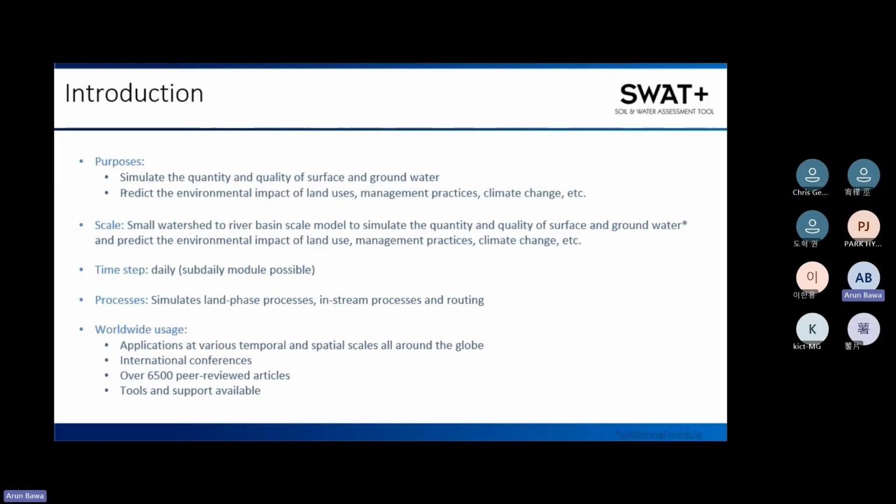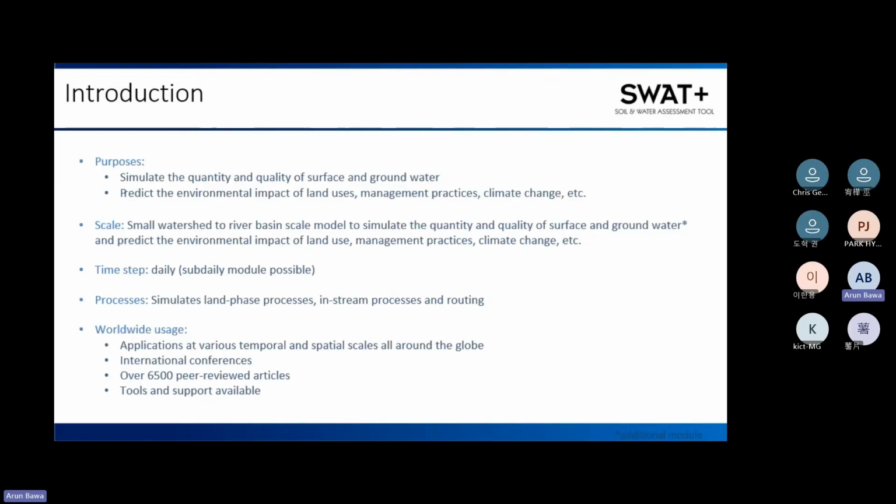We are now at SWAT Plus, which is the latest version of the SWAT model. With it, you have the flexibility to go to any spatial scale. You can create a model for your particular field, just a single location, or you can do an entire country, an entire basin, or the entire globe. So you don't have any limit on the spatial scale.